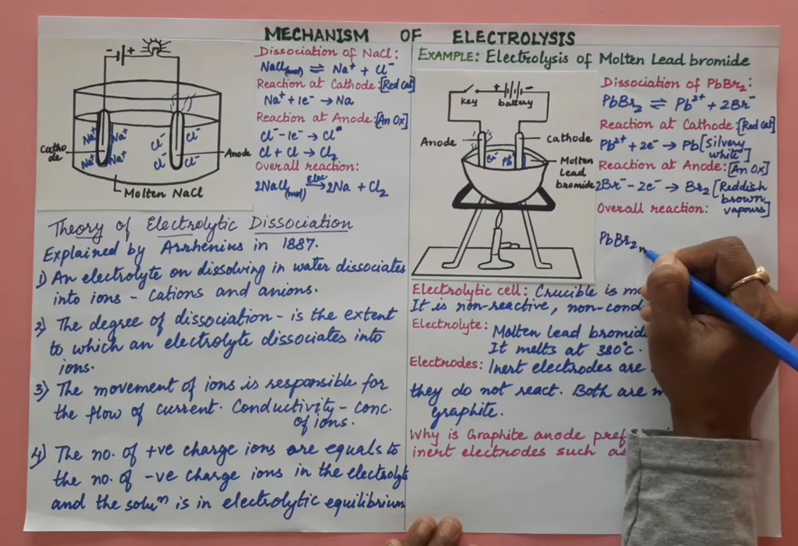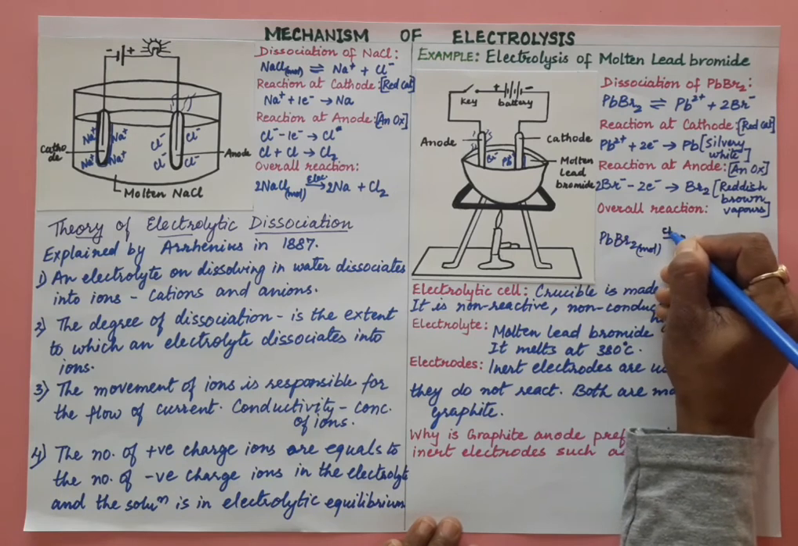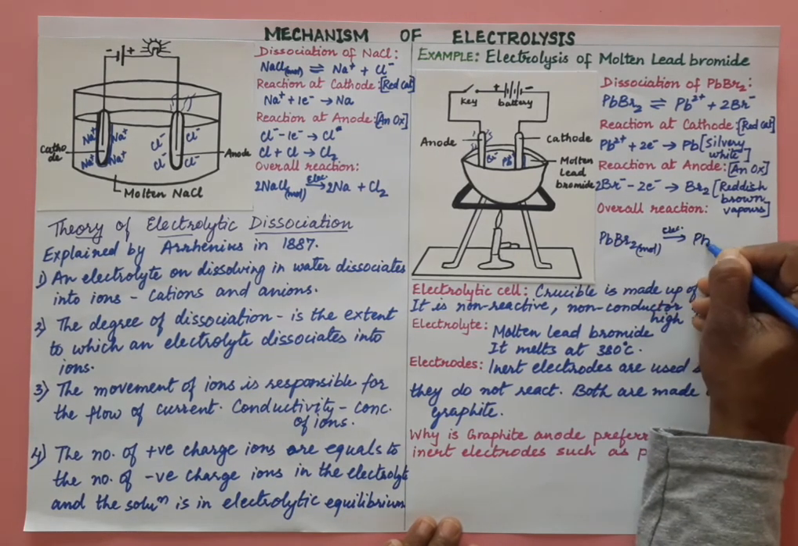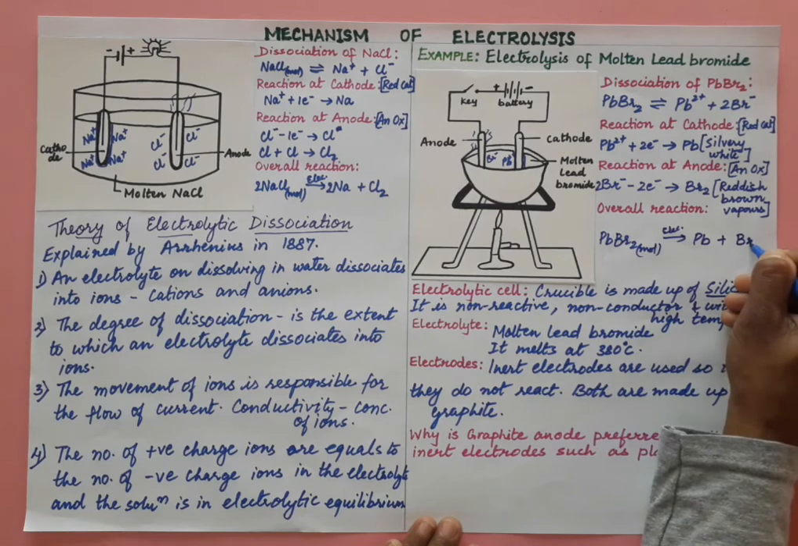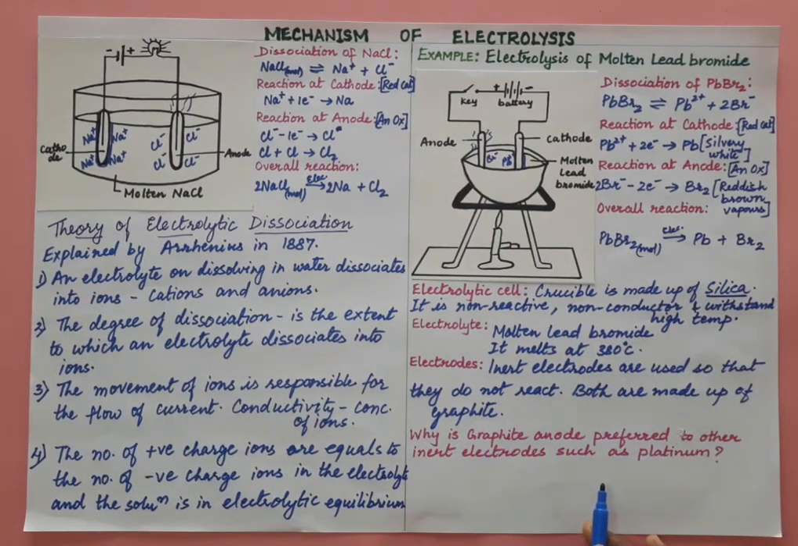Now the overall reaction is PbBr2 in the molten state, when passing electric current, gives Pb plus Br2. In this way we can extract metal by the electrolysis process.